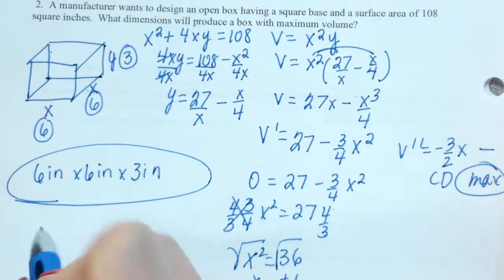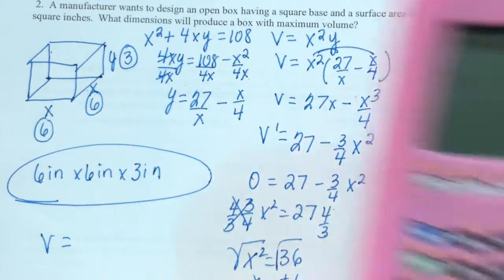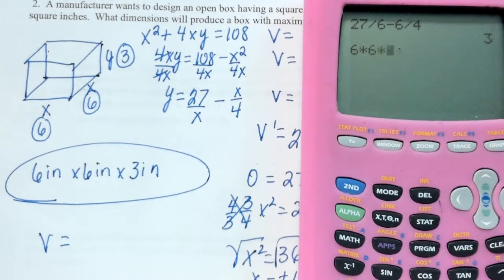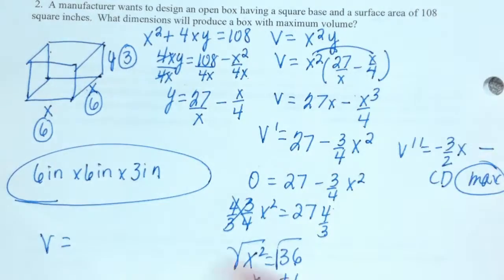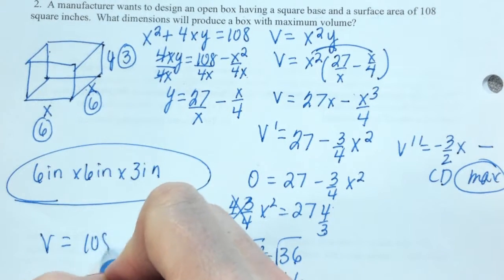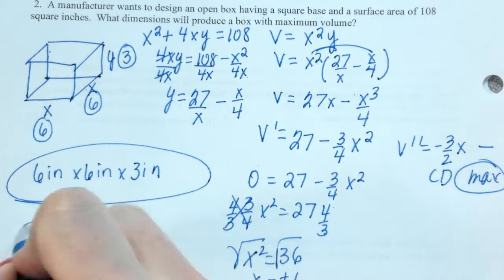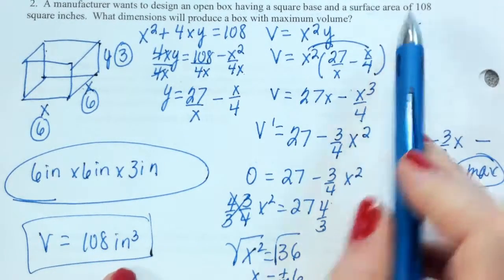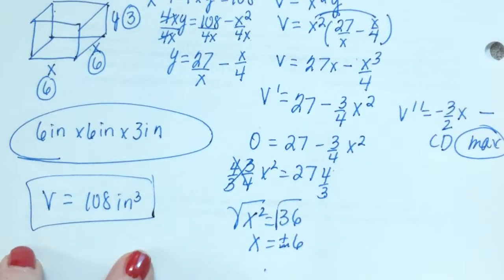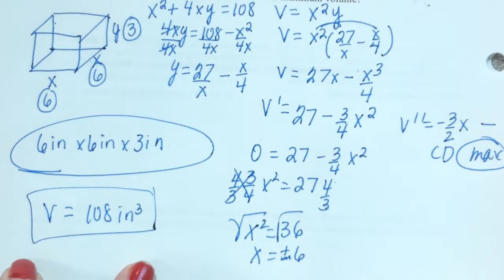Those are the dimensions. If they asked for the actual volume, we can find that quickly. Oops, times 3. 108. And it is not the case that those will always be the same. That's just kind of a coincidence on this problem. All right, makes sense?